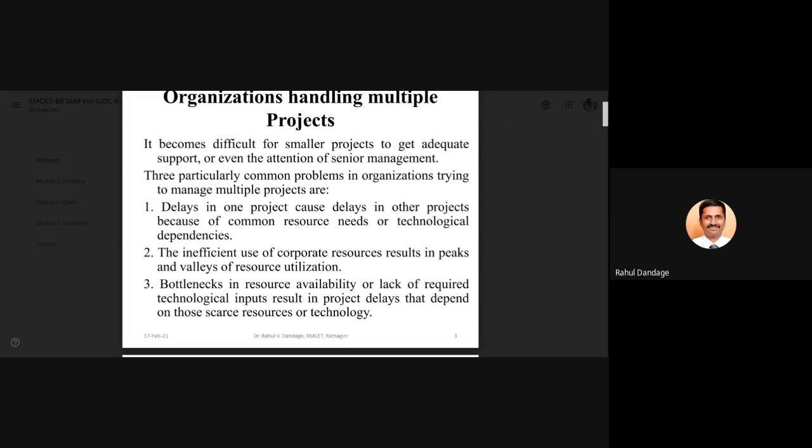So this may result in project delays, which are caused by limited resources or a very particular technology which may be available in a very limited amount.